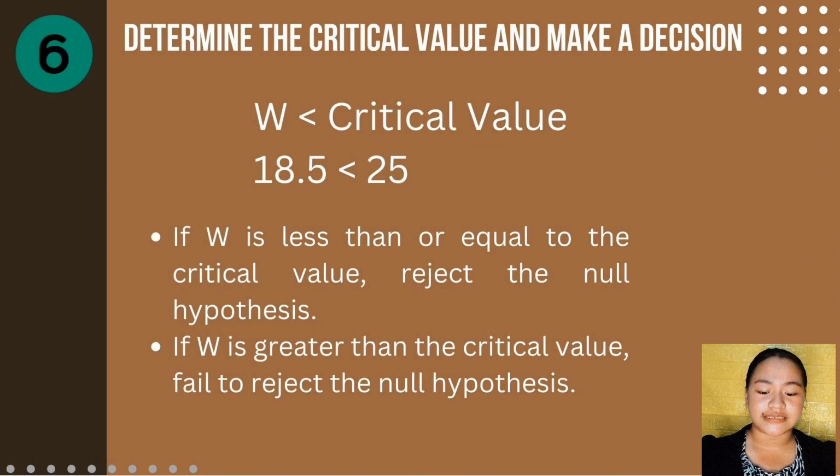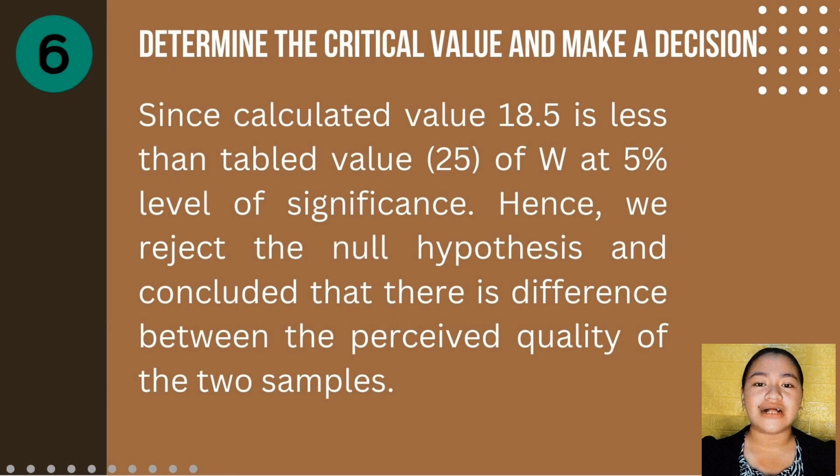So, before we can make a decision, there are things that we need to consider. If the test statistic is less than or equal to the critical value, reject the null hypothesis. Otherwise, if it is greater than the critical value, fail to reject the null hypothesis. So since the calculated value, 18.5, is less than the table value 25 of W at 5% level of significance, hence we reject the null hypothesis and conclude that there is a difference between perceived quality of those two samples.